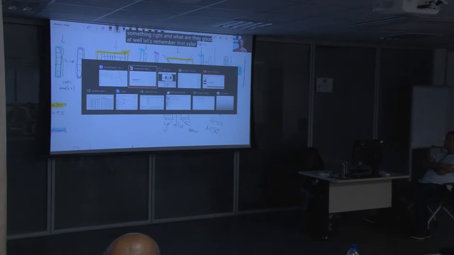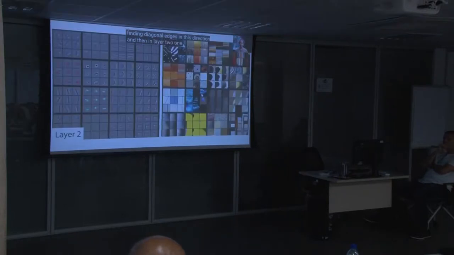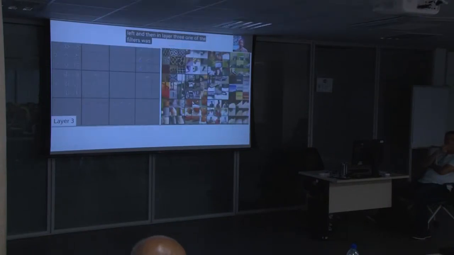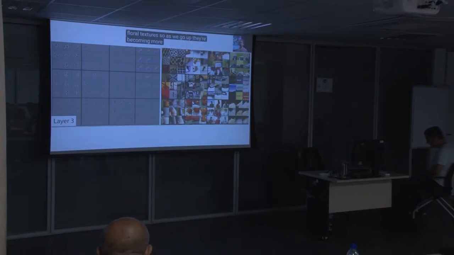Well, let's remember that Zeiler and Fergus paper. Here are examples of some visualization of some filters, some weight matrices in the first layer, and some examples of some things that they found. So the first layer had part of the weight matrix that was good at finding diagonal edges in this direction. And then in layer two, one of the filters was good at finding corners in the top left. And then in layer three, one of the filters was good at finding repeating patterns. Another one was good at finding round orange things. Another one was good at finding kind of furry or floral textures. So as we go up, they're becoming more sophisticated, but also more specific, right? So layer four, I think, was finding eyeballs, for instance.